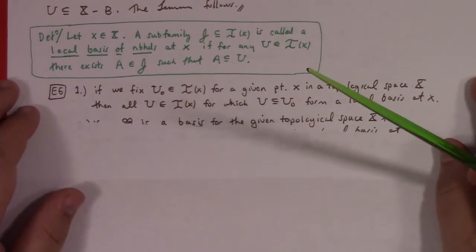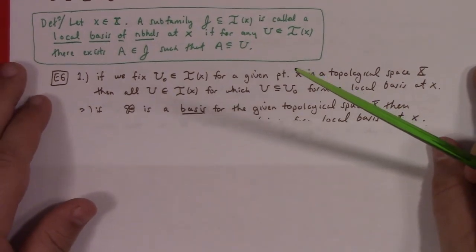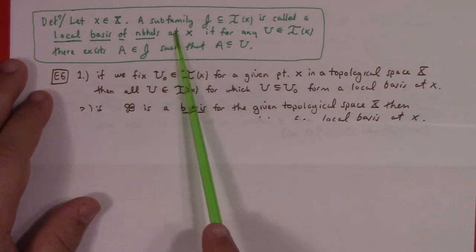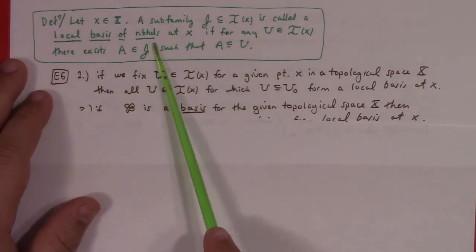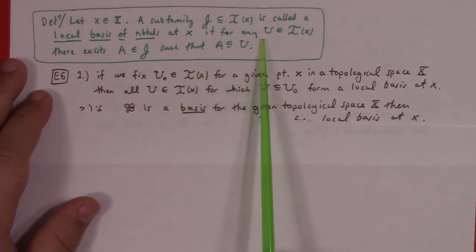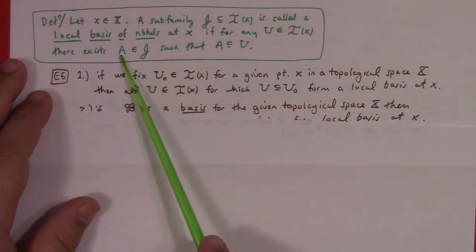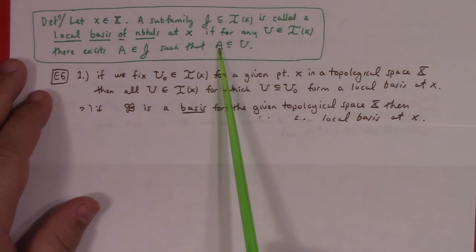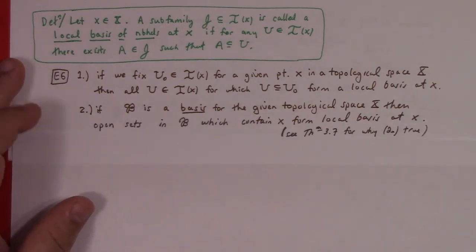Here we go. So next up, definition. Let x be in X. A subfamily J of the neighborhoods of X is called a local basis of neighborhoods at X if for any U, any neighborhood of X, there exists an element of the subfamily such that it is a subset of the neighborhood. All right, it's a local basis of neighborhoods.